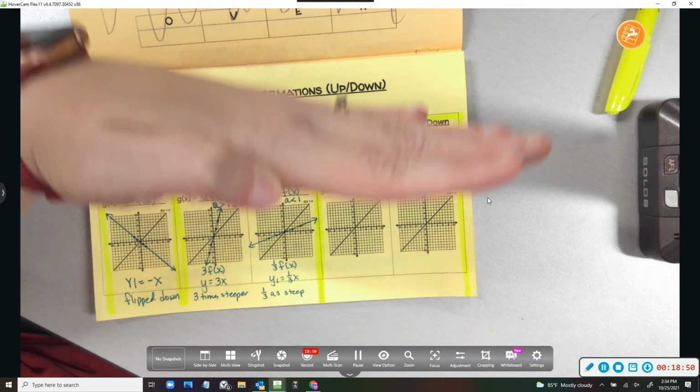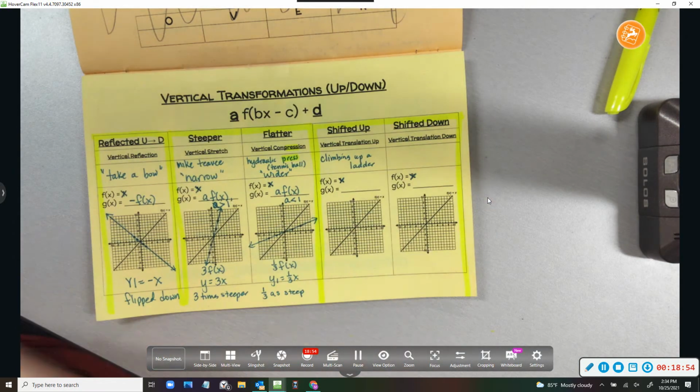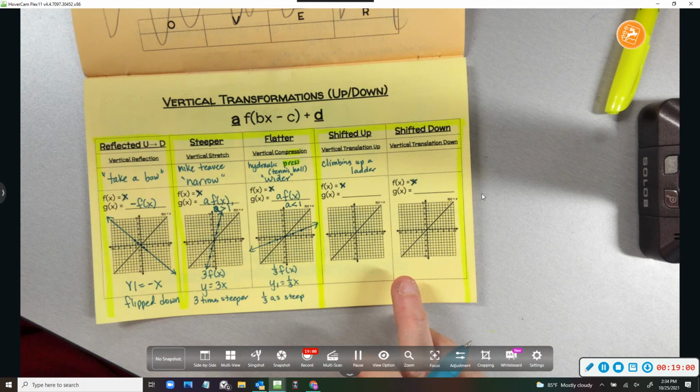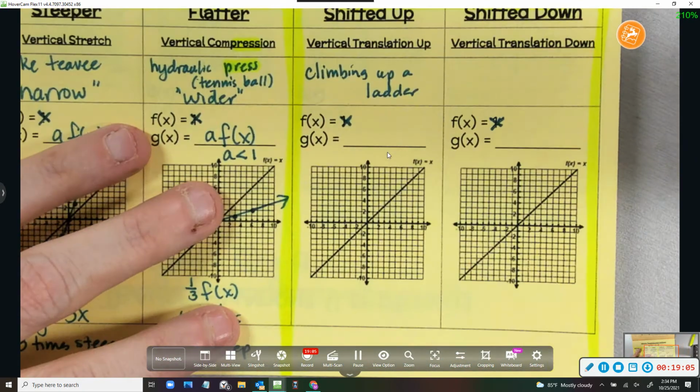We're going to be going up or down, but we're not changing our slope, right? We're just going up or down. For shifting up, we're going up. If we're shifting down, we're going down. Okay? So here's what that looks like.